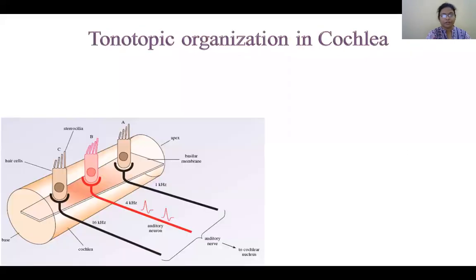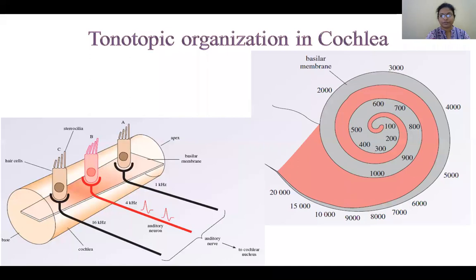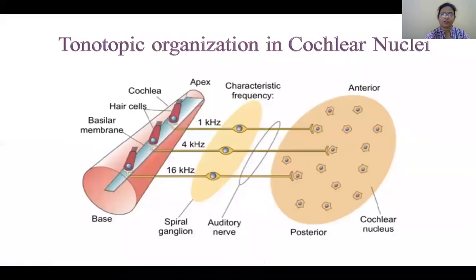Second, in the cochlea, if you see here, this is what I was talking about, the hair cells. Each hair cell responds to a particular frequency. Here again, at the base it starts right from 20,000, and as you move towards the apex, you reach the lowest frequency, that is 100. Now, in the cochlear nucleus, the apex corresponds to the anterior portion, whereas the base corresponds to the posterior portion. So the anterior part of the cochlear nucleus responds to lower frequencies, whereas the posterior part responds to higher frequencies. This type of organization is followed in the cochlear nuclei.